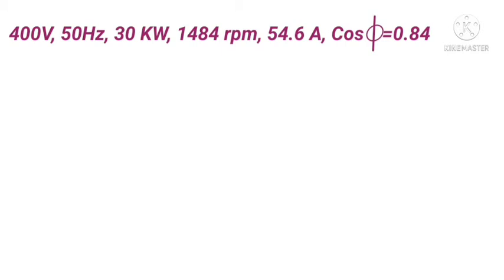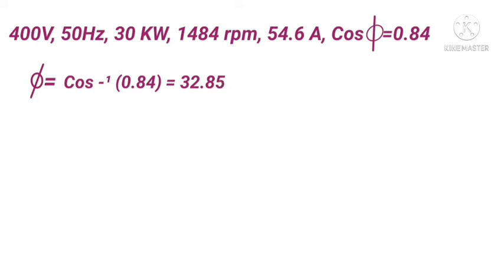As cos phi is given as 0.84, from this value we can calculate the phase angle, which is phi, and phi becomes equal to cos inverse of 0.84. Here it comes, 32.85 degree.